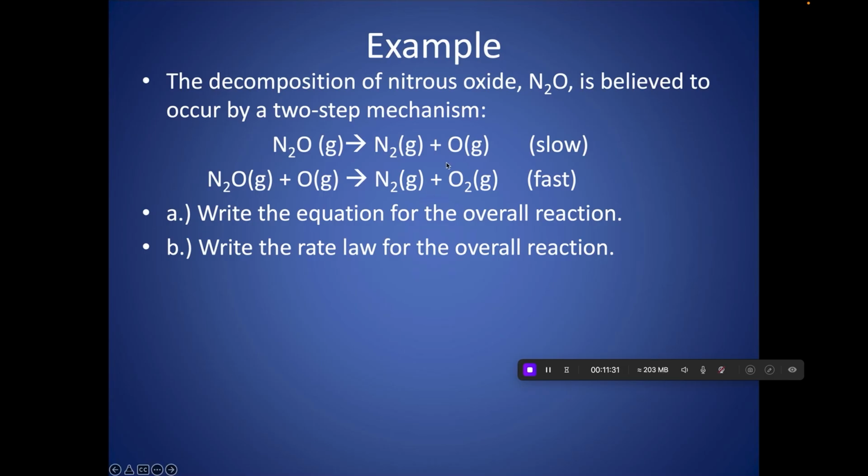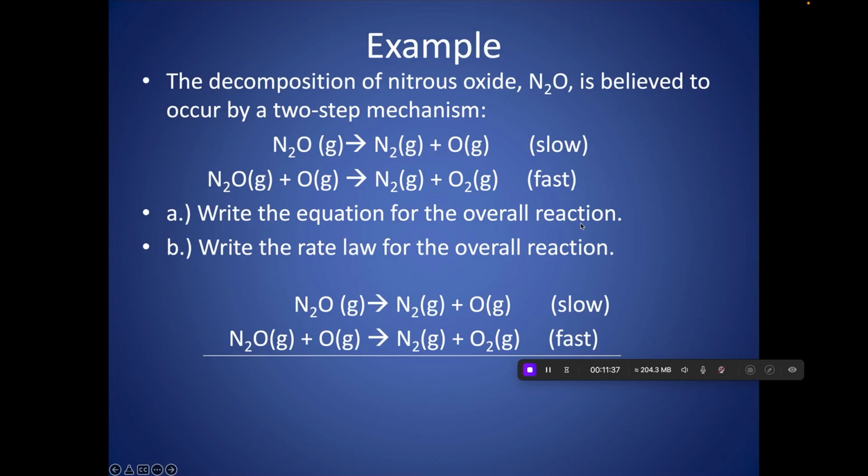So in this one, I have my slow step, I have my fast step. It asks me to write the equation for the overall reaction, so I'm just adding these two together. Notice that these O's cancel, and they're called intermediates. And I get 2 N2O on the left, I've got 2 N2 and an O2 on the right. If these steps do not add up to the overall reaction they're asking about, then this could not be a possible mechanism.